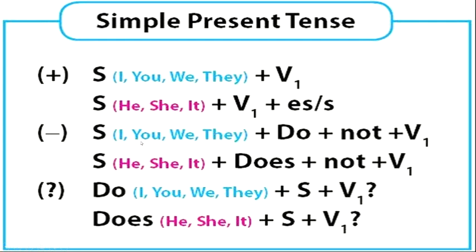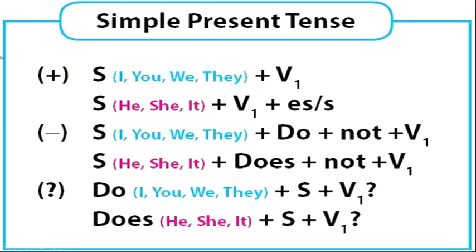Next examples can be: I do not eat. He does not eat. So eat remains eat. You do not play. She does not play. We do not go. It does not go.